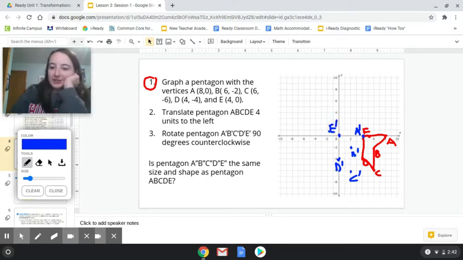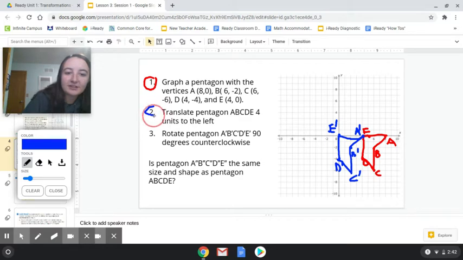Then again, we just want to connect those dots together. So A goes to B, B to C, C to D, D to E, back to A. So there's our new figure. So that's after being translated 4 to the left.